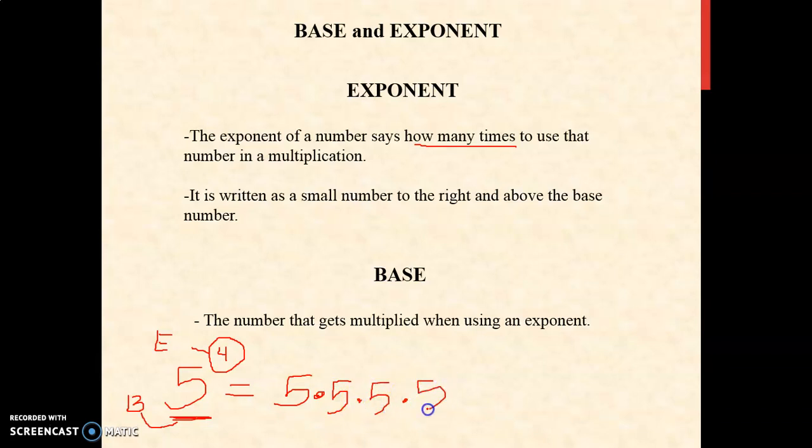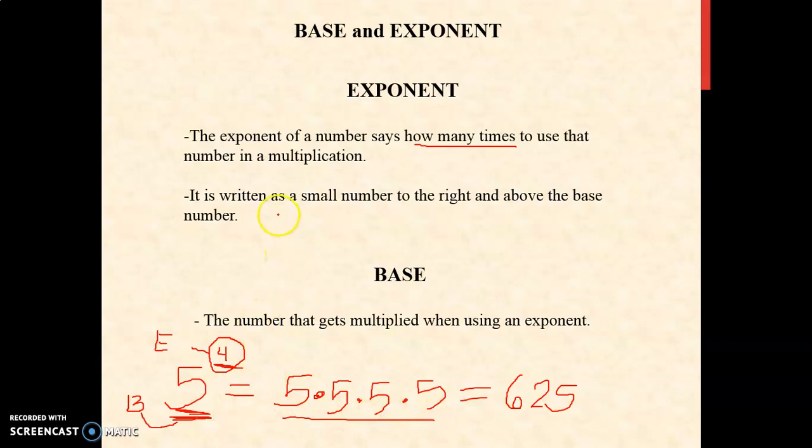So we have there 5 times 5 times 5 times 5 is equal to 625. There are those who are confused with the exponent. Some will try to multiply 5 times 4, but that is wrong. 5 times 4 is equal to 20. That is not what it means. It means that your exponent 4 tells you to repeat 5 four times.